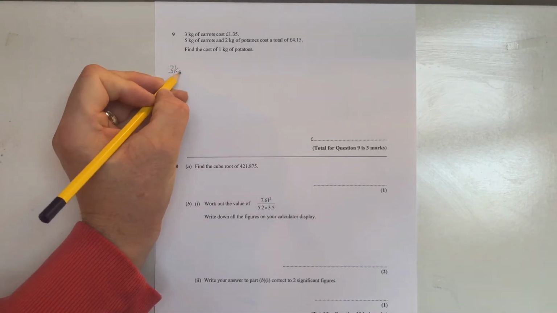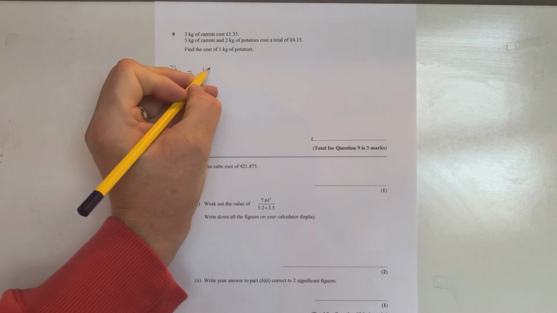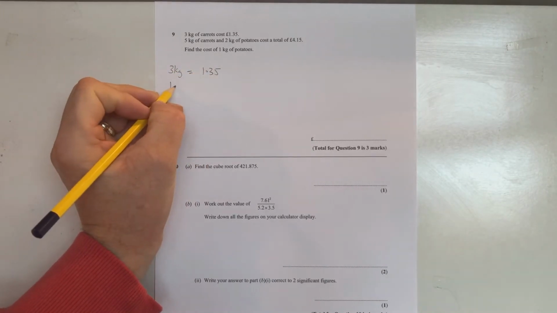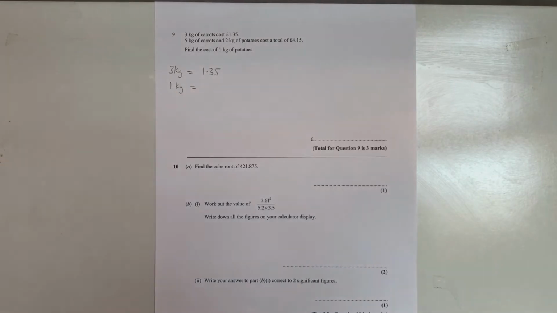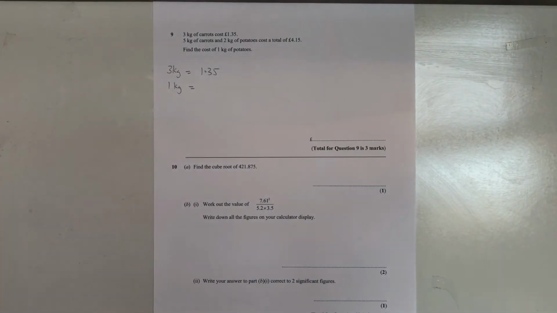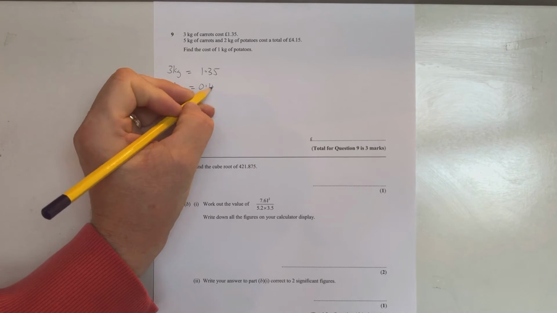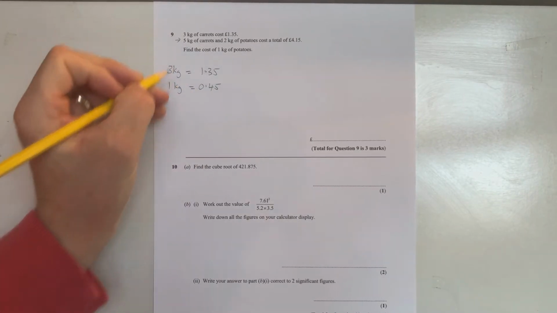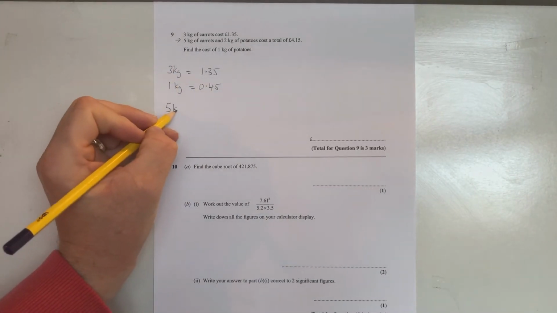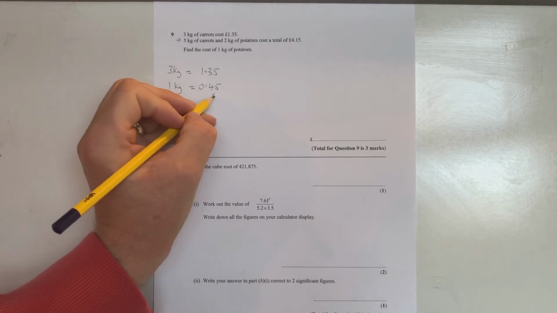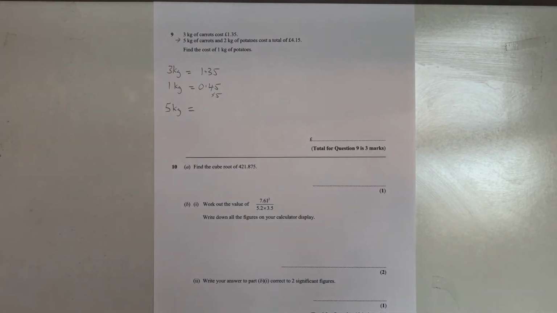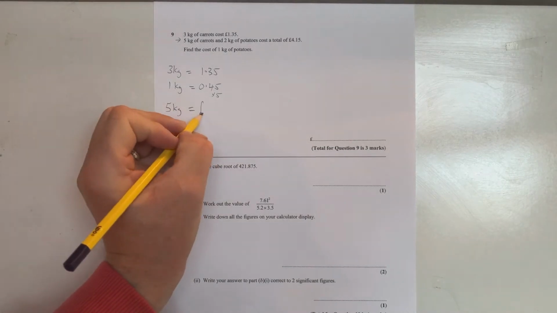So if 3 kilograms costs £1.35 for the carrots, then to work out what 1 kilogram is, we would divide £1.35 by 3, and that gives us 45p, £0.45. The reason I do that is because I need to know what 5 kilograms will cost. Well, it'll equal that times 5, which is £2.25.